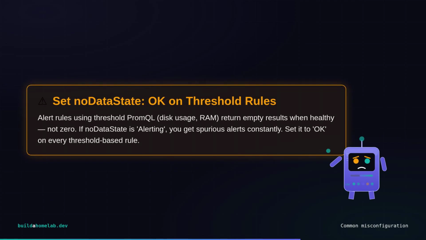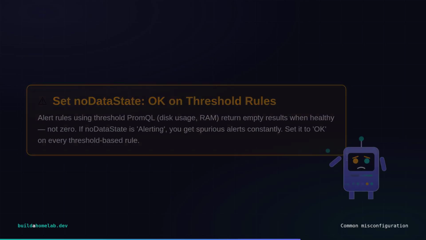One common misconfiguration: Grafana alert rules using threshold PromQL, like disk usage above 80%, return no data when the host is healthy, not 0. If you leave the no data state as alerting, you will get alert emails constantly for things that are completely fine. Set no data state to OK on every threshold-based rule. This trips up almost everyone the first time through.